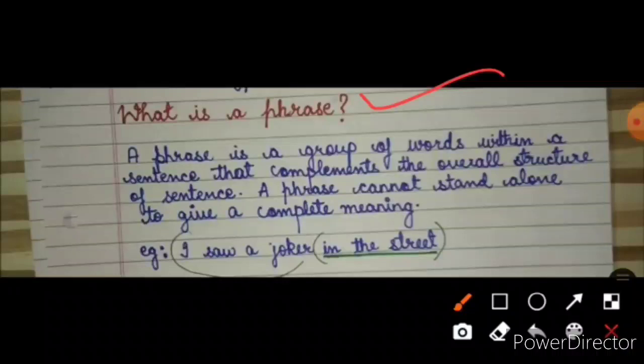A phrase is a group of words within a sentence that complements the overall structure of a sentence. A phrase cannot stand alone to give a complete meaning. For example, if you have these words, in the street, now it doesn't mean anything, but when you add it to a sentence, I saw a joker in the street, then it gives you a complete meaning, and it makes sense. So a phrase is a group of words that does not give you a complete meaning, and it can't stand alone. Okay.